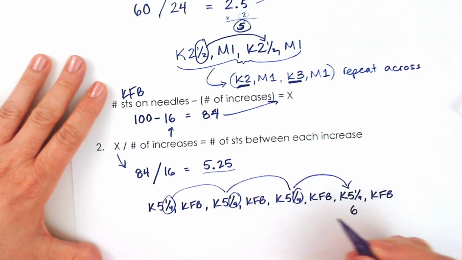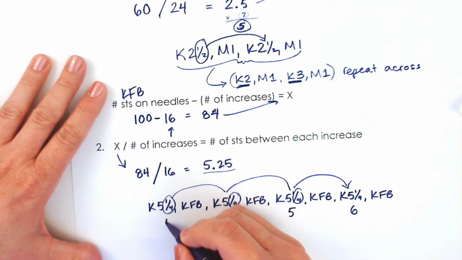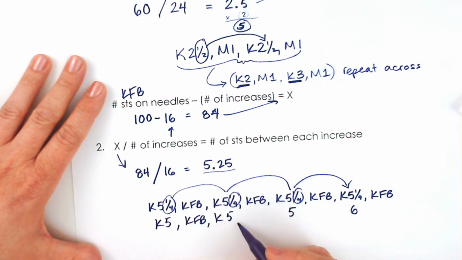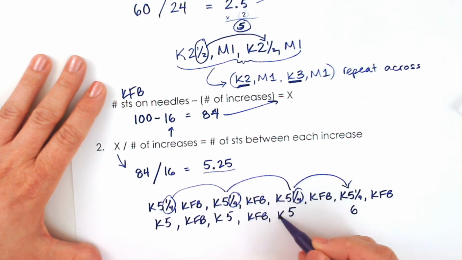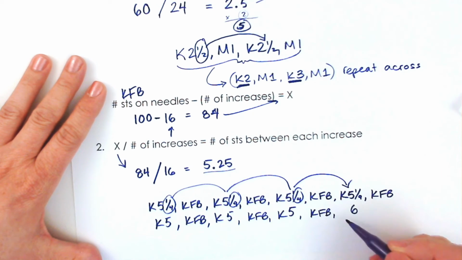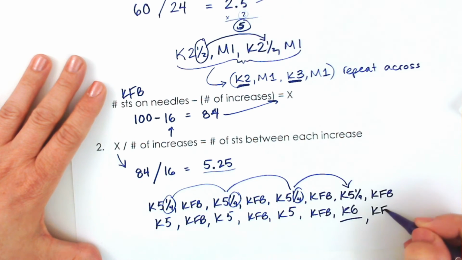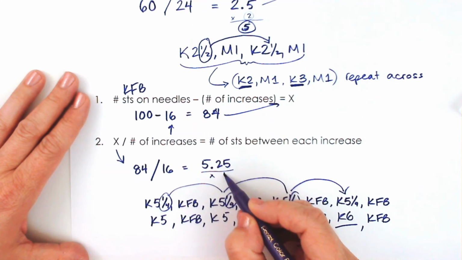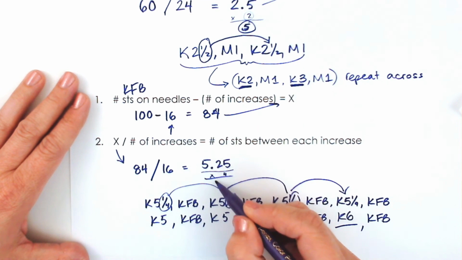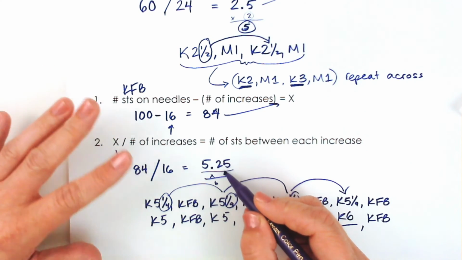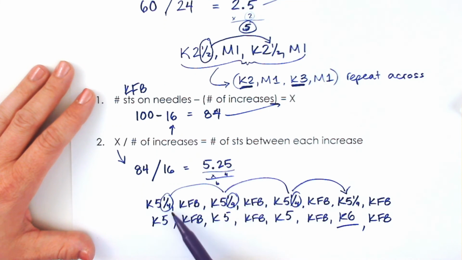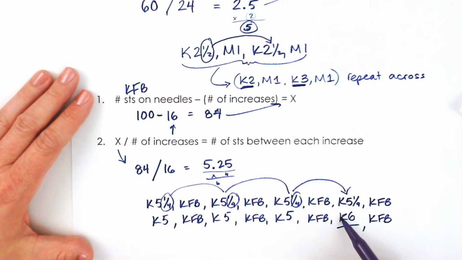So this turns into 6. This turns to 5, 5, and 5. So it's knit 5, knit front back. Knit 5, knit front back. Knit 5, knit front back. Knit 6, knit front back. So a quarter, right? 4 quarters makes a whole. So that would up you to 6 for that other piece here. So 0.25, you need 4 of these to get to a whole number. So 1, 2, 3, 4 repetitions of the 5 where one of them has the extra stitch would get you your increase.